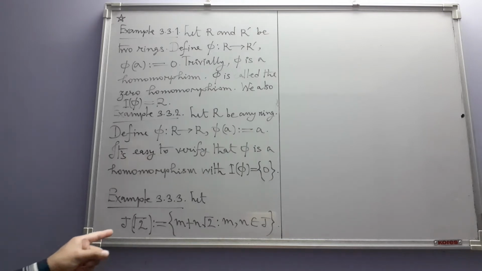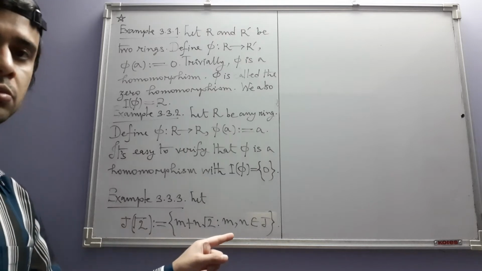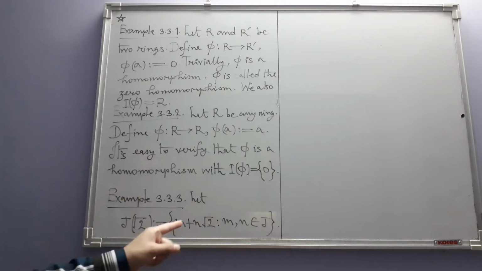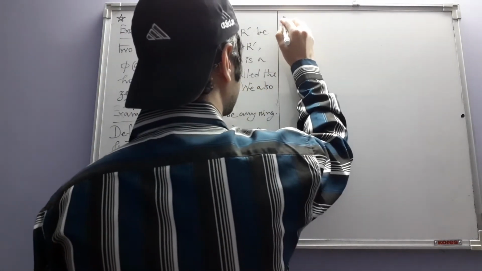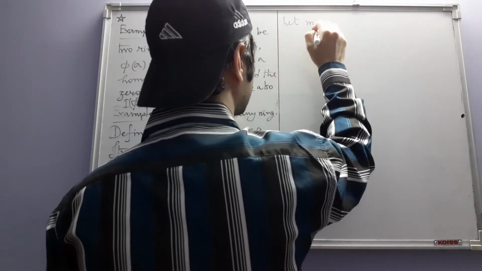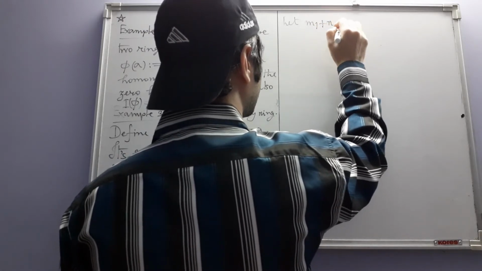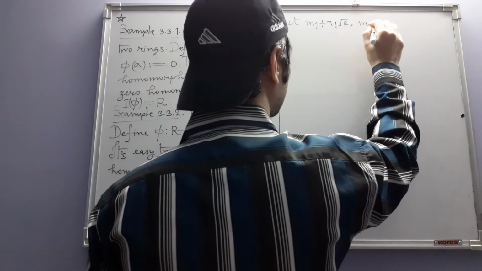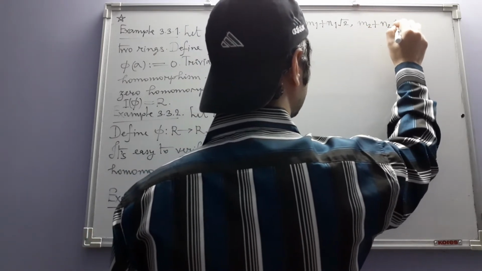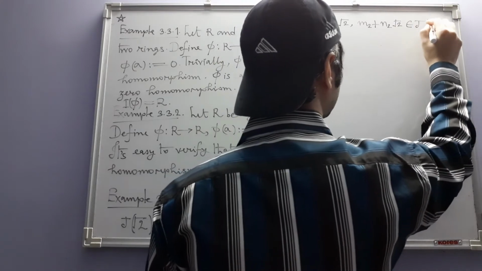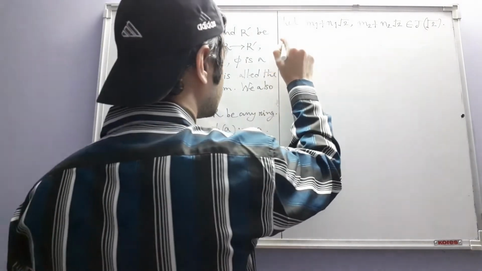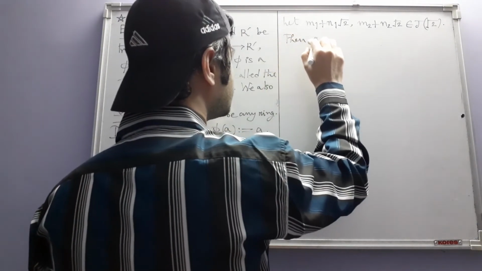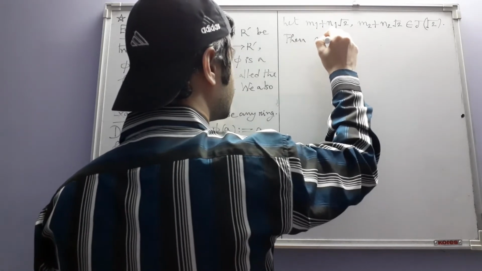So the first job we have here is that we will prove that J root 2 is a ring with respect to ordinary addition and multiplication of real numbers. So let's do that first. Then we will come to homomorphism. Let m1 plus n1 root 2 and m2 plus n2 root 2 be two elements in J root 2. Then what about their difference?